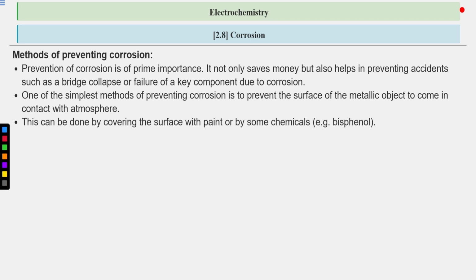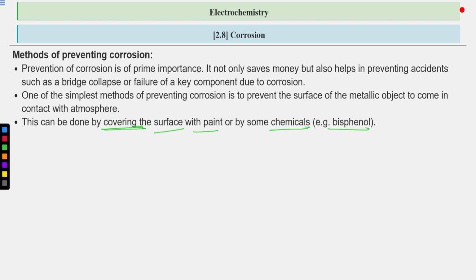So this can be done by covering the surface with paint or some chemicals. Now, the alternative is you can protect the metallic object from coming in contact with the atmosphere. You can paint the surface of the metal with some chemical. This is a process of covering the surface of the metal to keep it from contact with the atmospheric oxygen, by just painting it with some chemicals. For example, bisphenol. Bisphenol is a compound which we use in paints, and also low quality bottles are made up of bisphenol.